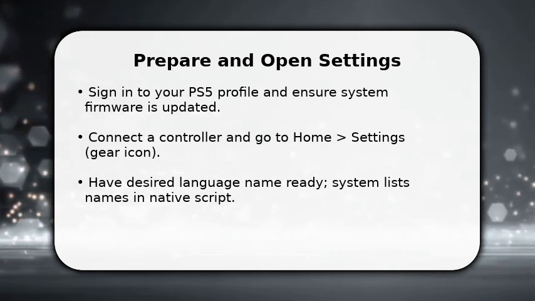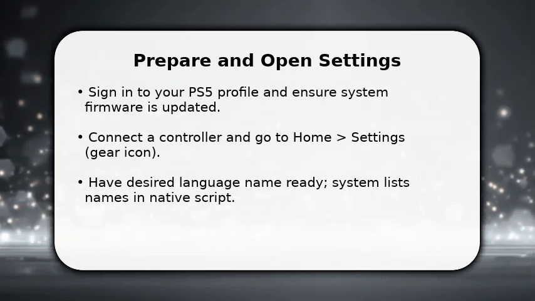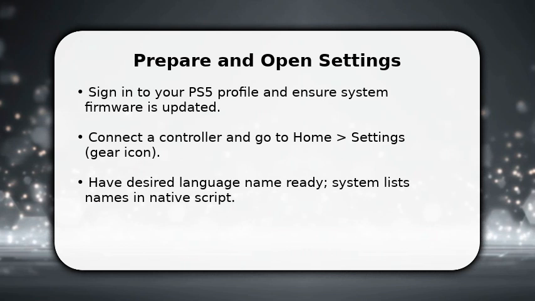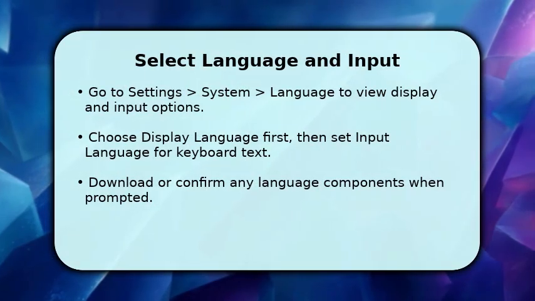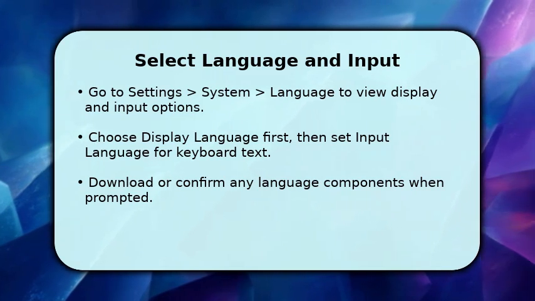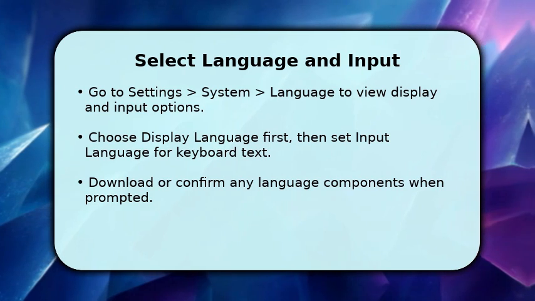You want the desired language name handy because the menu shows languages in their native script, which speeds selection and prevents accidental changes when you're mid-process. Once in Settings, move to System and choose Language to change the display language. This alters UI text immediately.